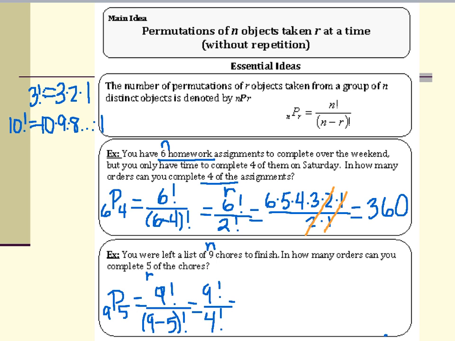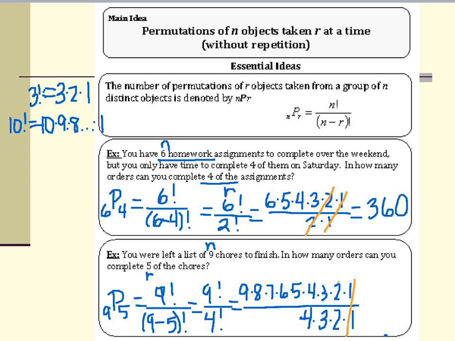So I'm just going to write this out again so that you get the chance to understand what this really means. It's 9 times 8 times 7 times 6 times 5 times 4 times 3 times 2 times 1. 4 factorial is 4 times 3 times 2 times 1. And if we cancel out, these cancel. So this is really 9 times 8 times 7 times 6 times 5, which if you multiplied that together, it's 15,120.